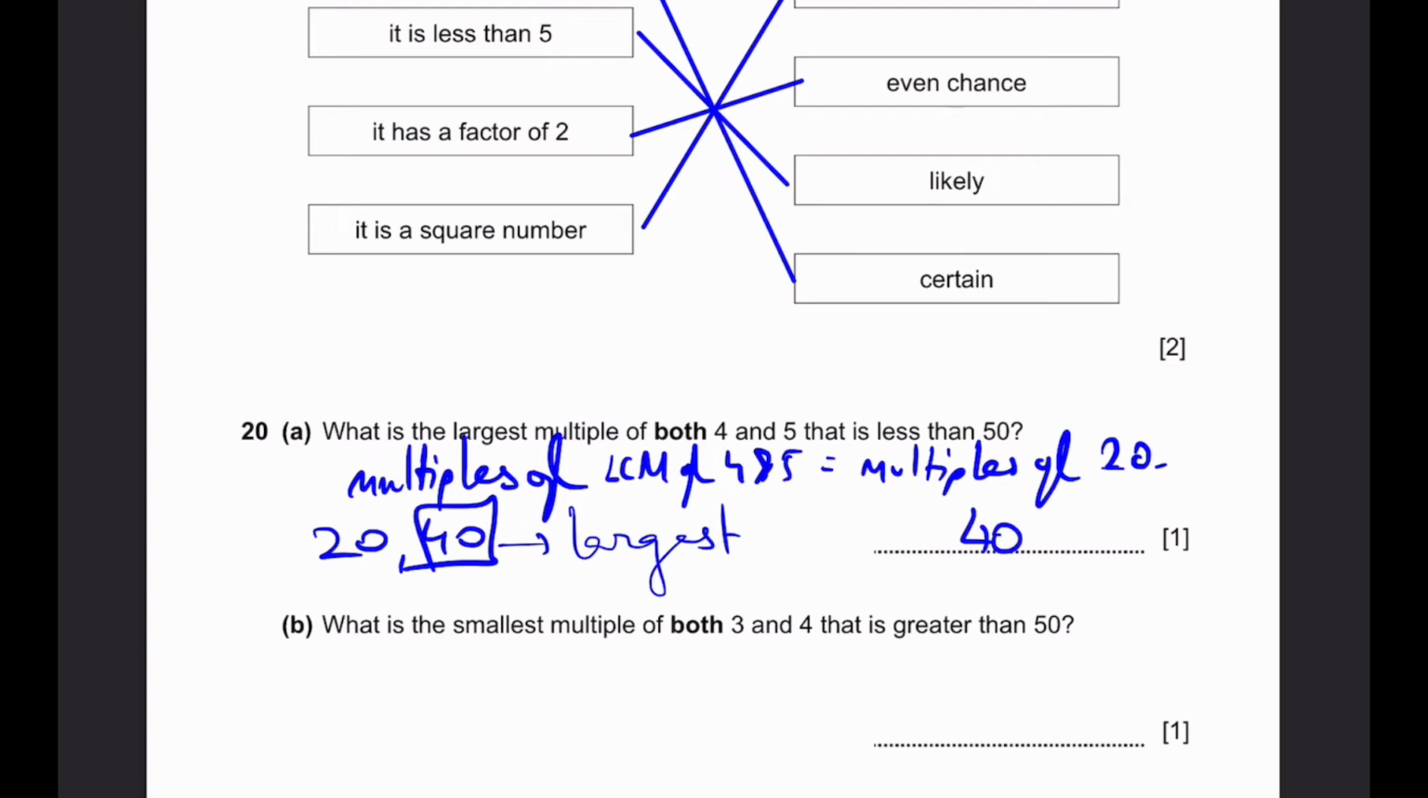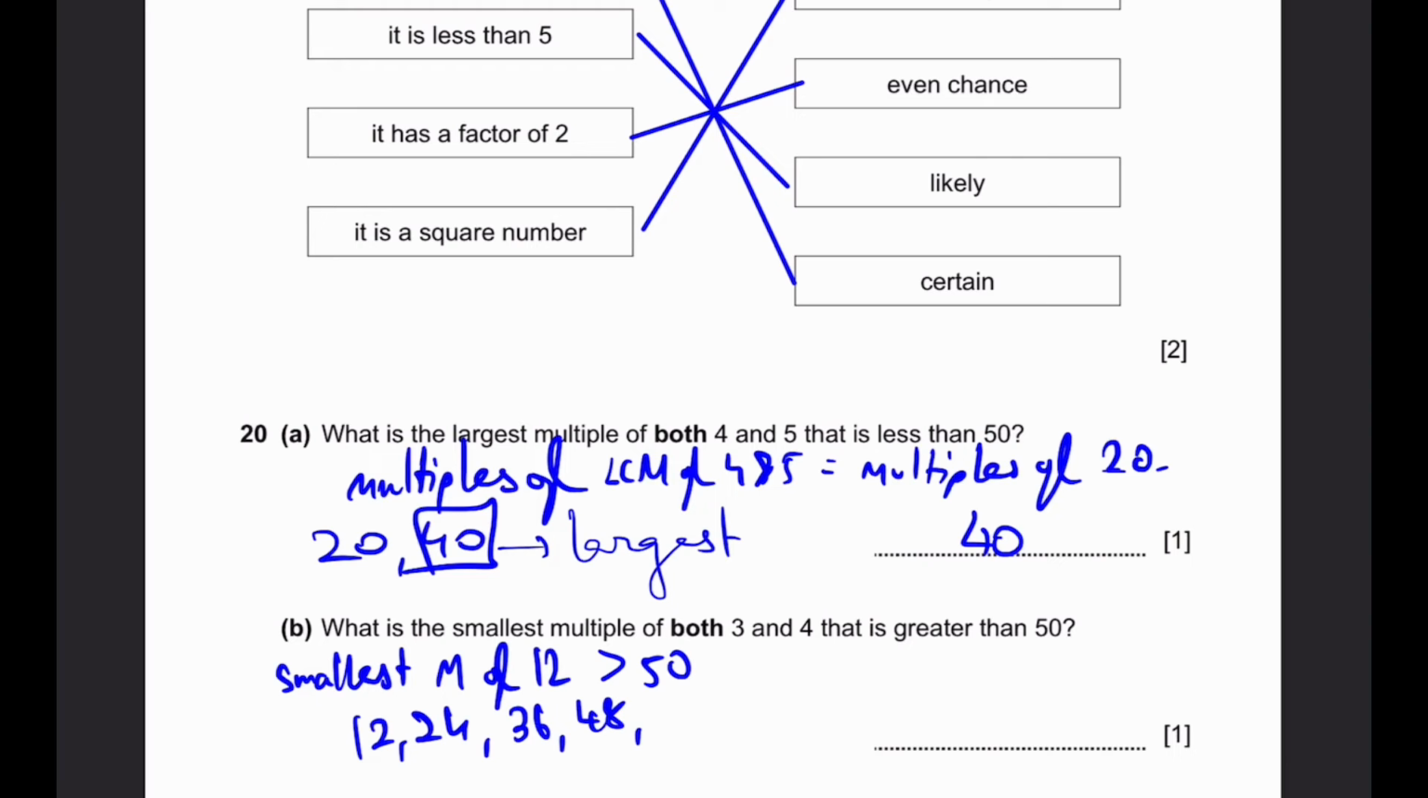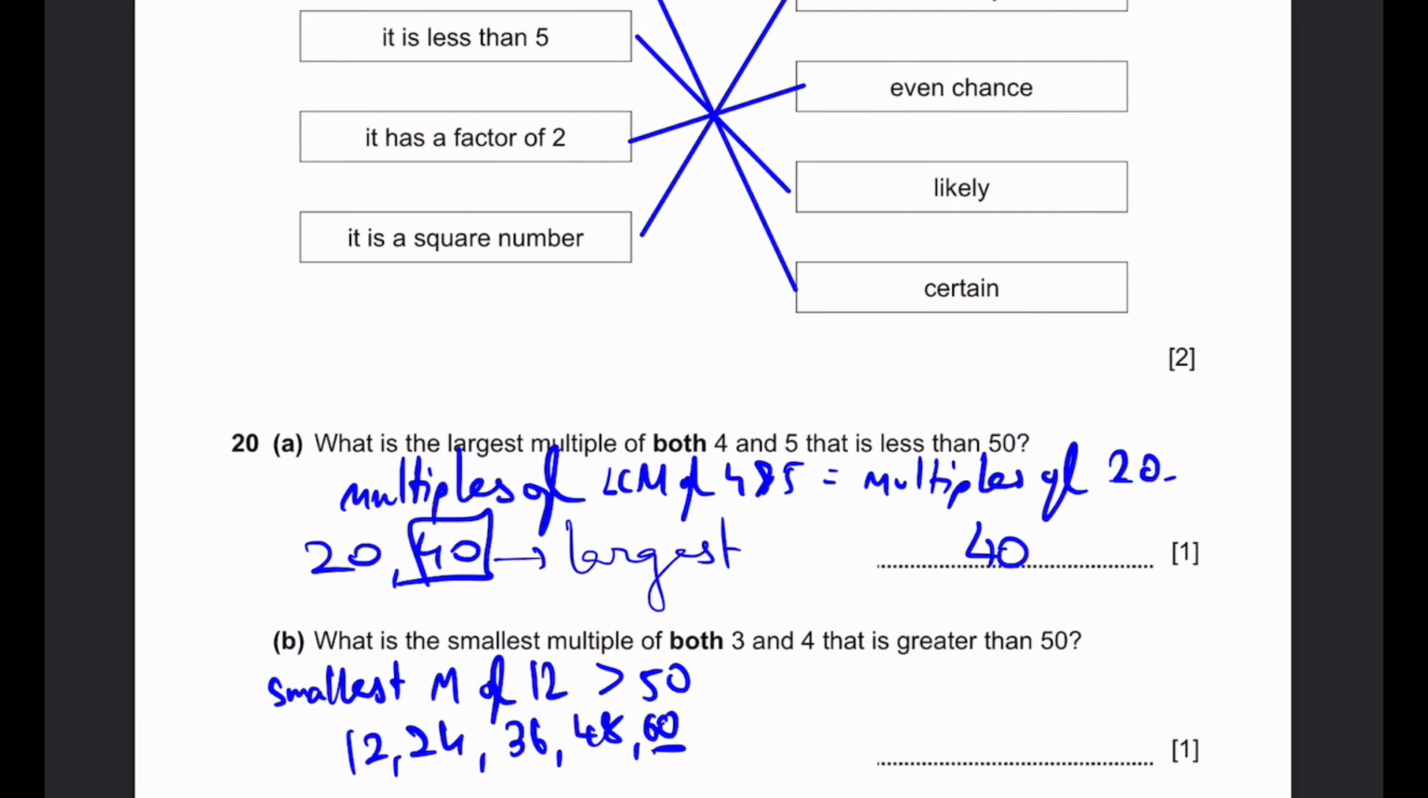B. What's the smallest multiple of both 3 and 4 that's greater than 50? So multiples of both 3 and 4 will simply be multiples of 12, because 12 is 3 into 4, or the LCM of 3 and 4. So the smallest multiple, otherwise m, of 12, which is greater than 50. So 12 multiples are 12, 24, 36, 48, and 60, right? And we can see that 60 is the smallest multiple of 12, which is greater than 50, because 48 is less than 50, right? But then 60 is greater than 50, and that's why 60 is the answer.